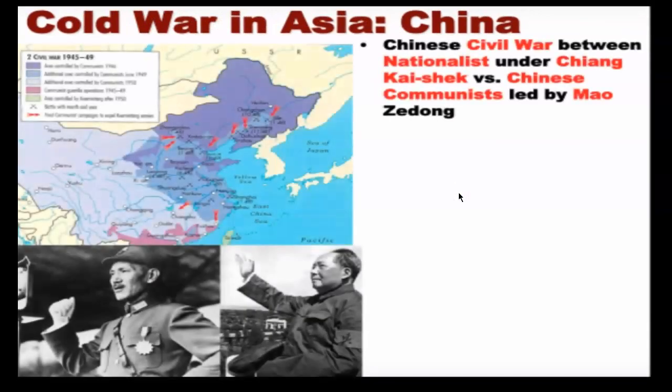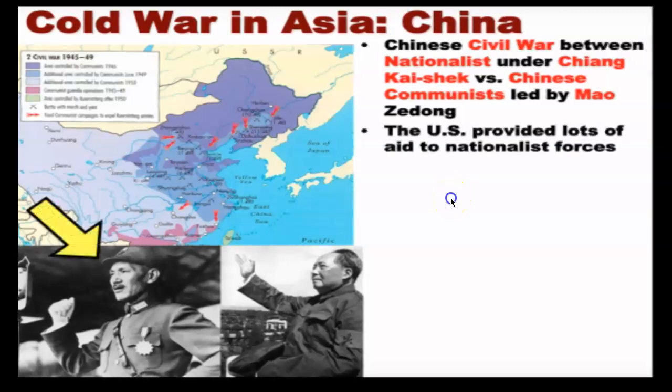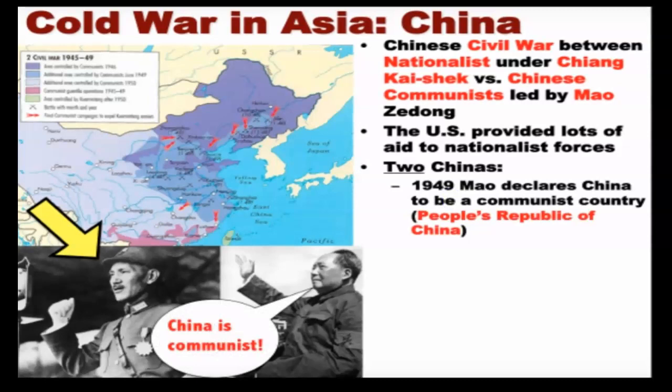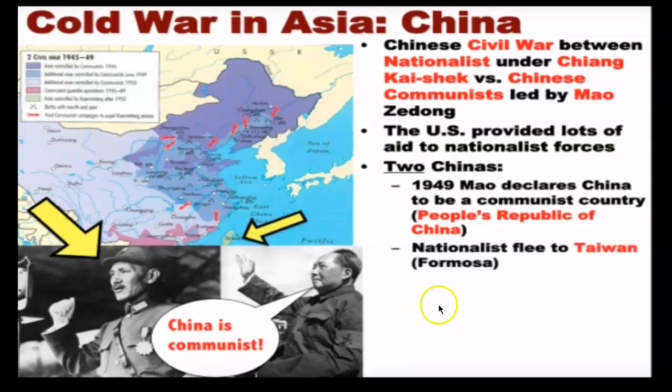So the Cold War begins in Europe, but it actually also spreads to Asia. China would fall to communism in 1950 when the civil war between Chiang Kai-shek and Mao Zedong finally ended, and there were two Chinas essentially that were established. What I mean by that is Mao Zedong in 1949 declares mainland China to be a communist country. It's also known as the People's Republic of China. It still is to this day.